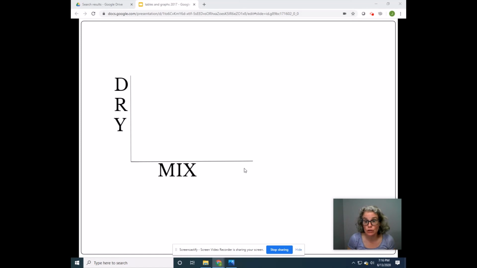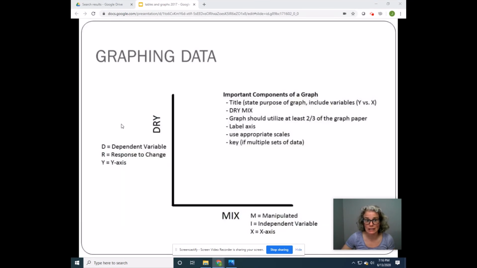Here is a memory tool to help you remember how to make a good graph. I is for independent variable, always on the x-axis, while the dependent variable is always on the y-axis. M is for manipulated and R is for responding. So the manipulated or independent variable is always found on the x-axis, while the dependent or responding variable is always found on the y-axis. Here's one last graphic that summarizes everything that we talked about. Good luck and happy graphing.